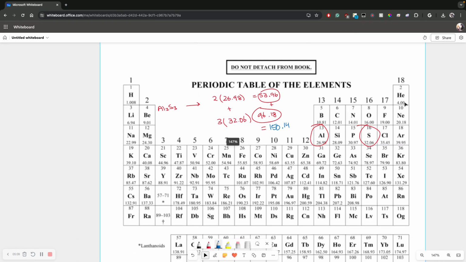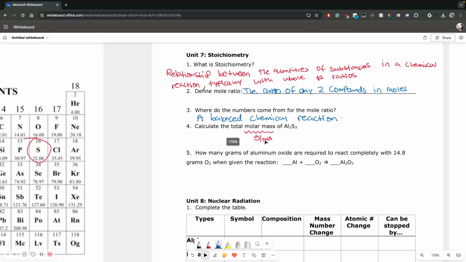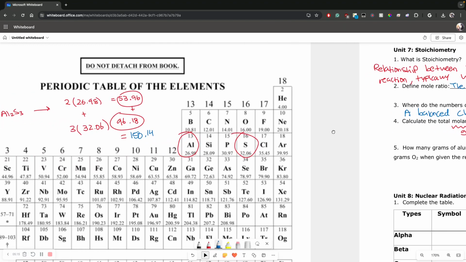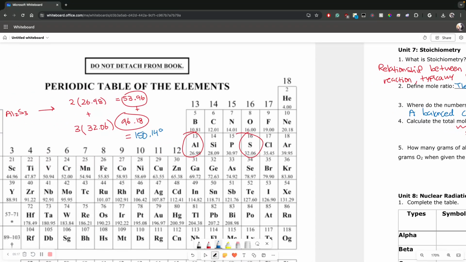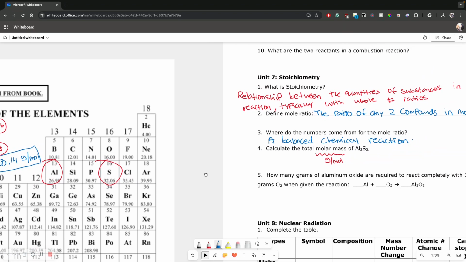And of course, what did we say the unit for molar mass would be? Grams per mole. That is our unit for molar mass. And so that is our answer. So we're going to go in and copy that down on this side here. 150.14 grams per mole is our final answer.